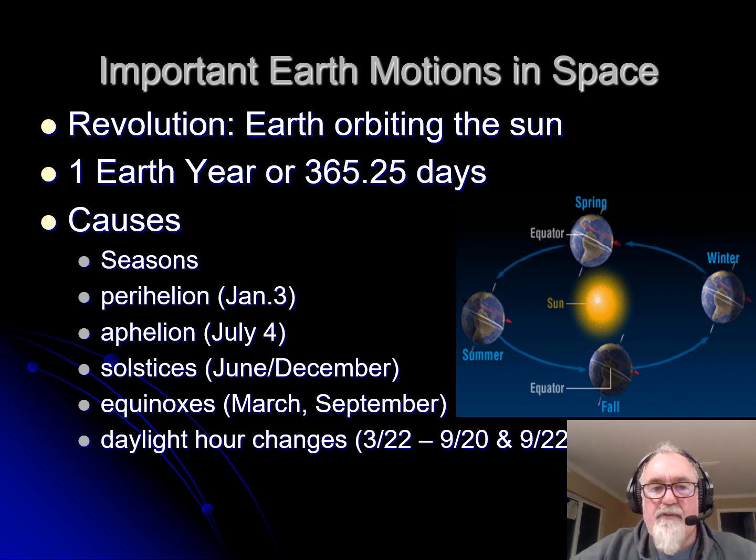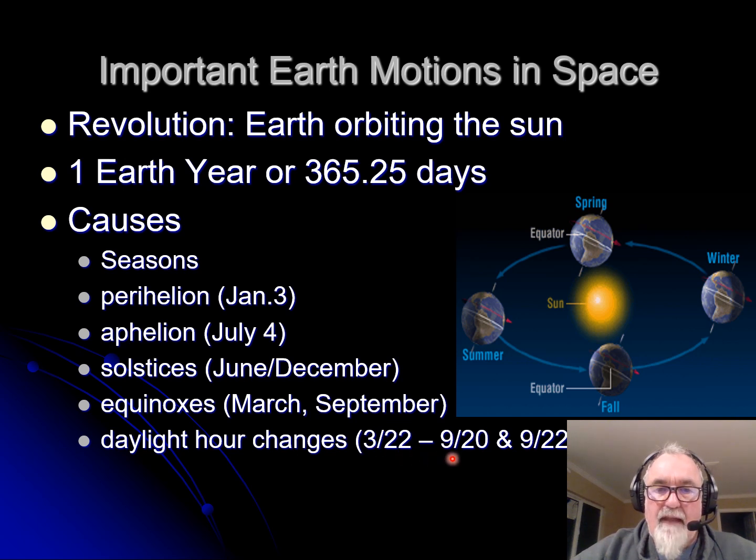In our equinoxes, we can clearly identify those as occurring on March 21st, plus or minus a couple of days, and September 21st, plus or minus a couple of days. And the Earth-Sun relationships are pretty much the same on those two dates. Now, daylight hour changes. This says from March 22nd, which is the day after the March equinox, all the way till September 20th, which is a day before the September equinox. And the middle of that time period would be June 21st.